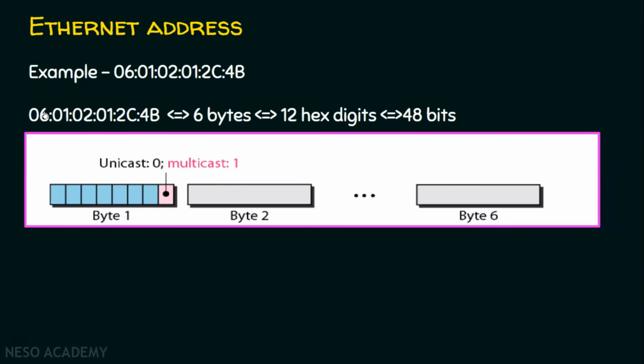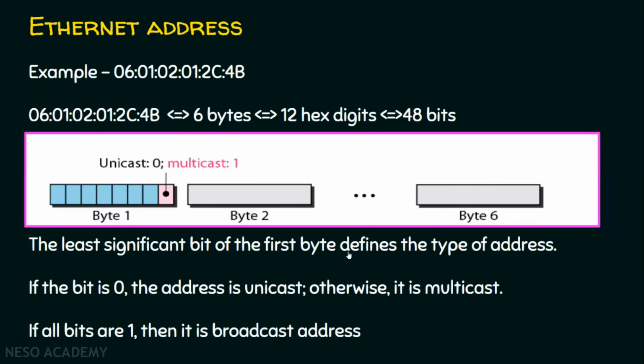The first byte is responsible for deciding whether it is a unicast address or a multicast address. The first byte's last bit, when it is 0, is a unicast address. When it is 1, it is a multicast address. The least significant bit of the first byte defines the type of address. This is the most significant bit, and this is the least significant bit of the first byte. So obviously this byte is going to decide what type of address it is. If the bit is 0, the address is unicast. Otherwise, if it is 1, it is multicast.